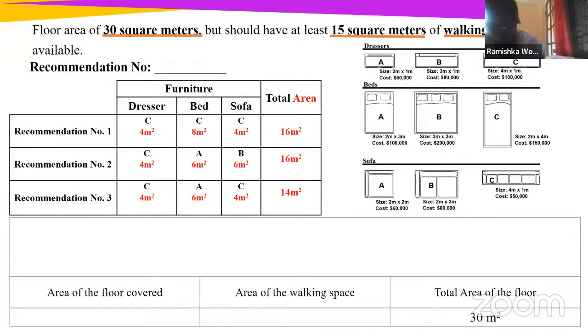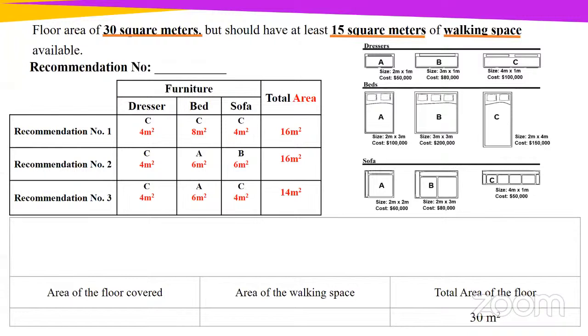Miss, I would minus 15 from 30. Look at recommendation 1 again. What is the total area there? 16, Miss. 16. So you're going to subtract 16 from 30. 16 square meters from 30 square meters. And what would be left? What amount would be left? 14, Miss. 14 square meters.